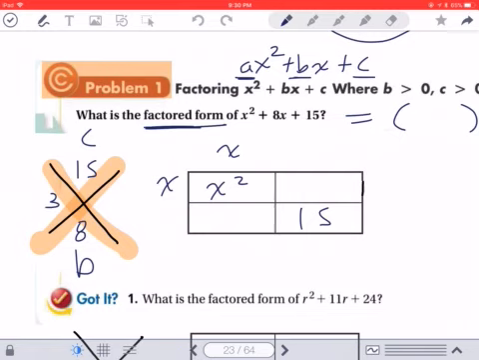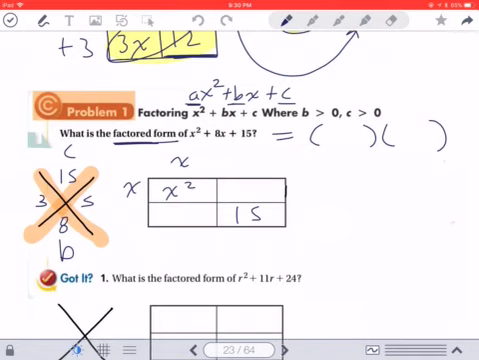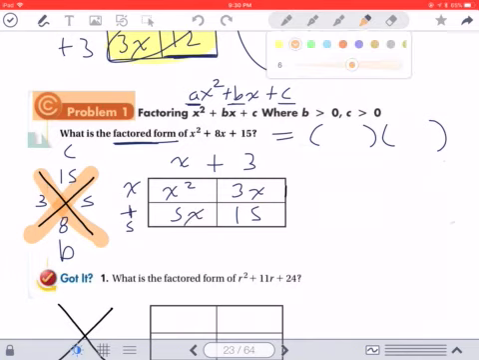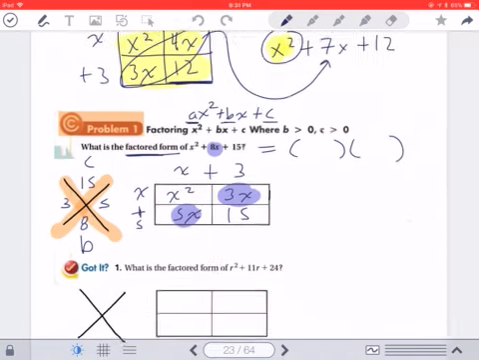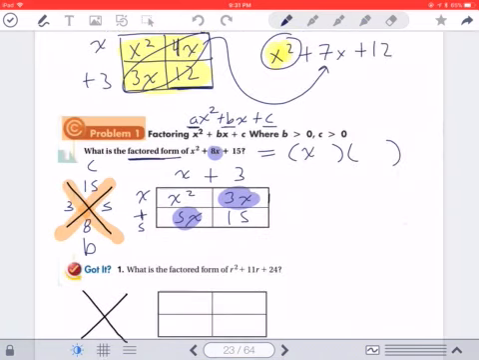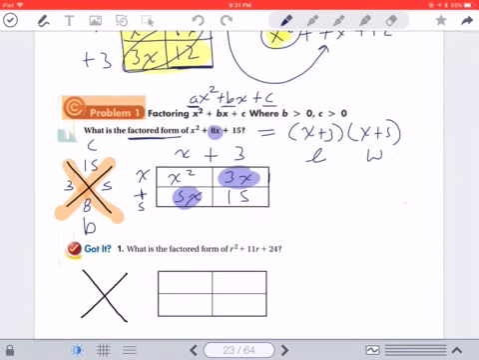Well, that would be 3 and 5. Okay, so 3 times 5 is 15. 3 plus 5 is 8. So over here, I know this is going to be a 3, and this is going to be a 5. And when I fill that out, this is going to be x squared, 3x here, 5x here, and I know 5x and 3x is going to be 8x. So the factors are x plus 3 and x plus 5. So you can consider that the length and the width.